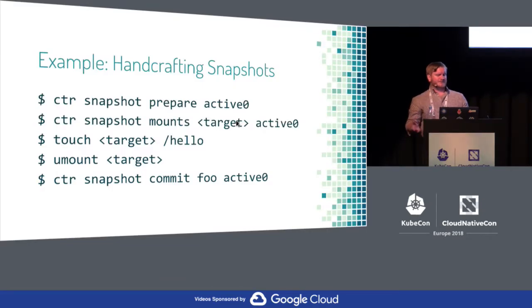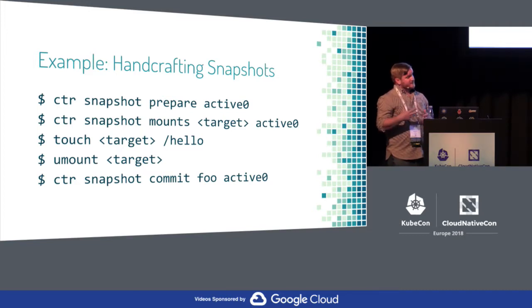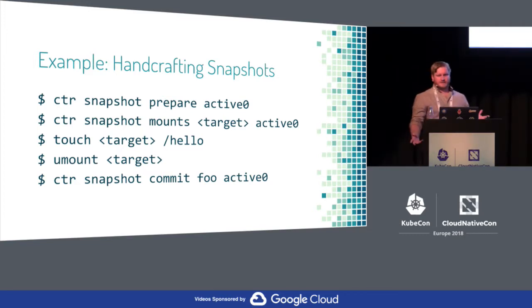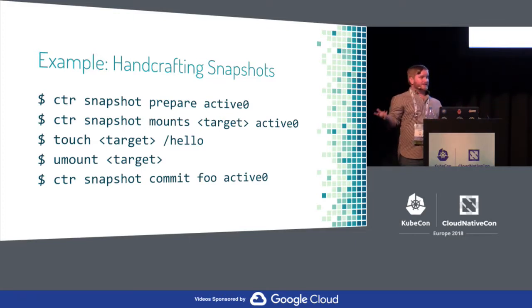So here's an example, and I'm going to do this in a demo in a moment. I haven't done this demo live yet, so hopefully it works. In this one, we're basically saying, let's prepare. We're going to call it active 0 because it's going to be in the active state. And then we're going to actually mount it, so we're going to mount active 0 onto a location on the disk. And then we'll touch hello. That's missing some path stuff, but it should be target/hello. And then we'll unmount the target, and then we'll commit that back in, and then we have a snapshot.